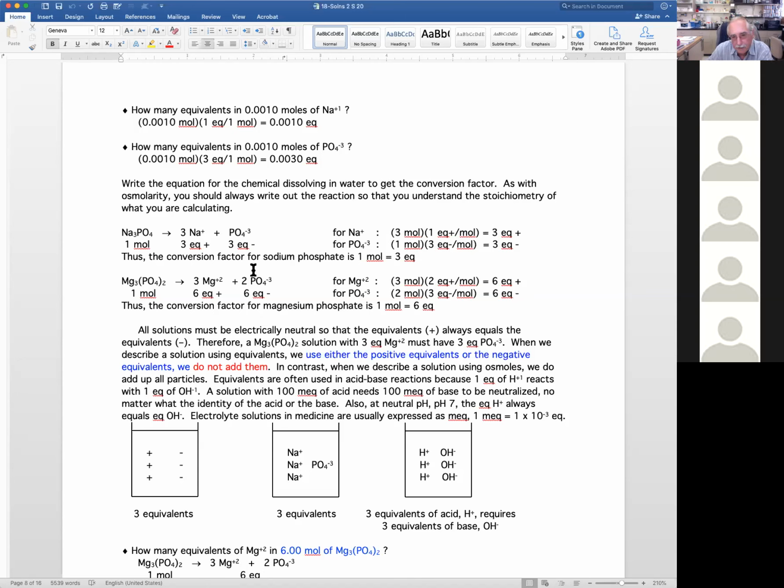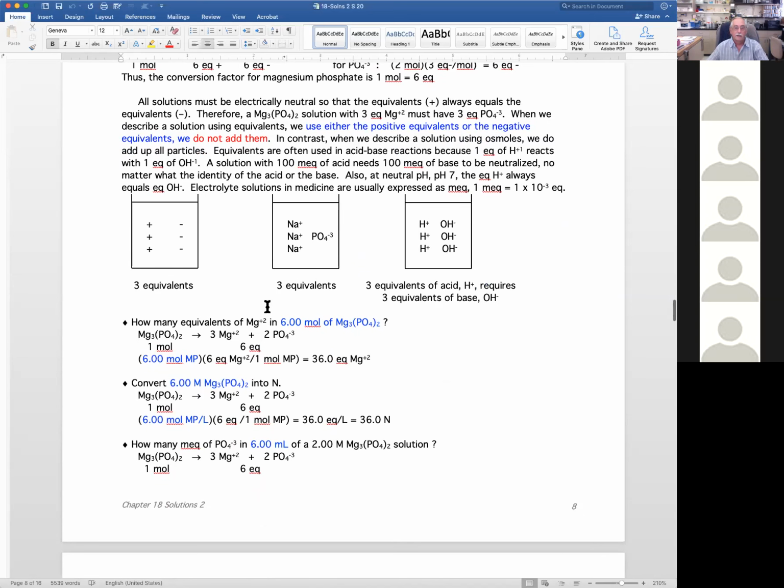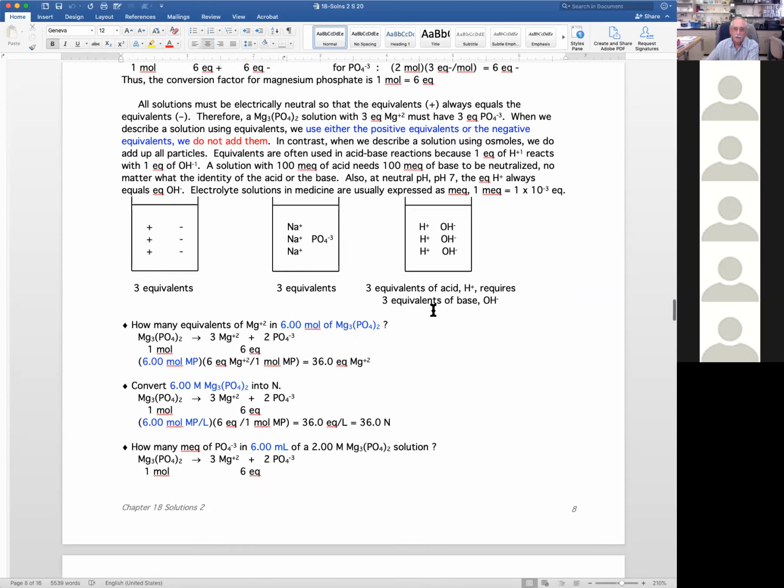So here's another example of that same correlation. We do not add them. So here's a solution with 3 equivalents. Here's a solution with 3 equivalents. Here's a solution of 3 equivalents. So most textbooks talk about equivalents in the same chapter as they're talking about acids and bases, because this is really important. I don't do that. I want them all in the same category, in the same chapter.